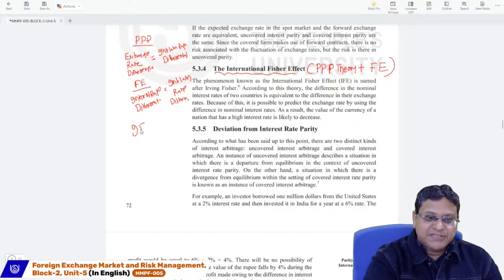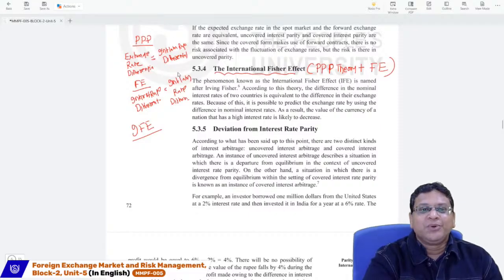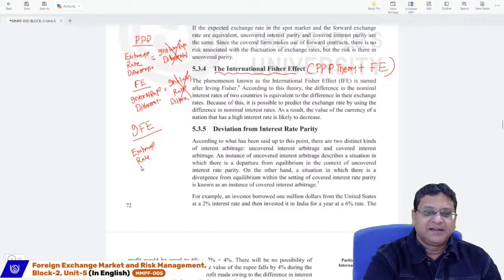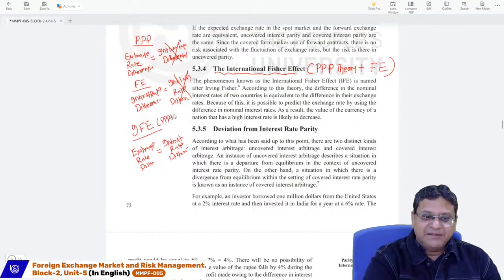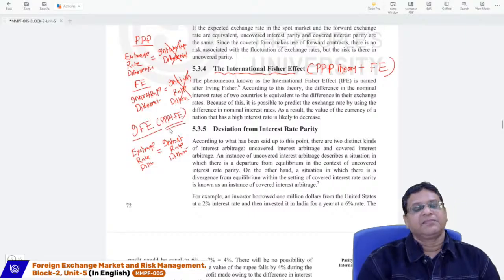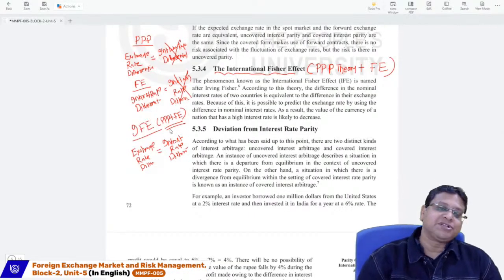And what does the international Fisher effect tell? We know that on both sides, inflation rate is there. If we combine this, it will be cancelled. Then what remains? Exchange rate differential is equal to interest rate differential. This is the crux of the international Fisher effect. It is the combination of PPP theory and Fisher effect. Okay, this is the international Fisher effect.